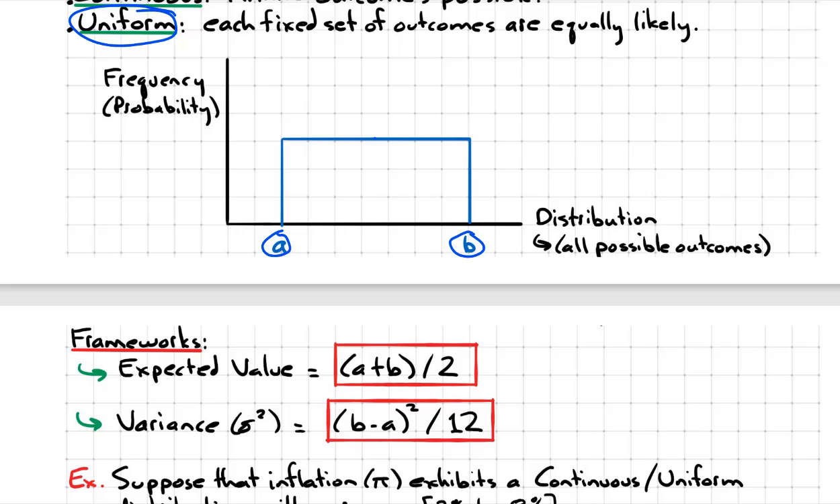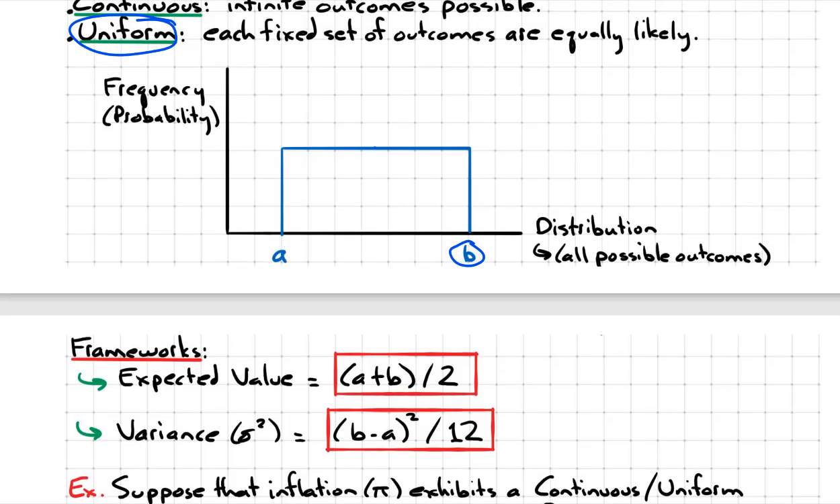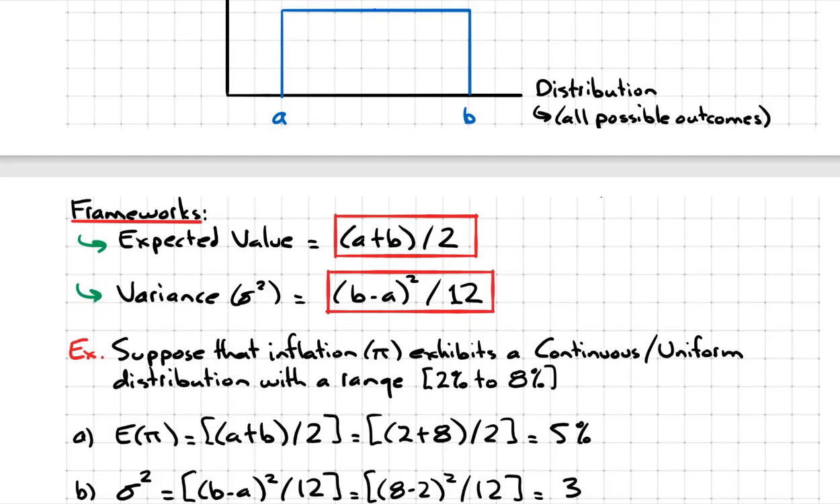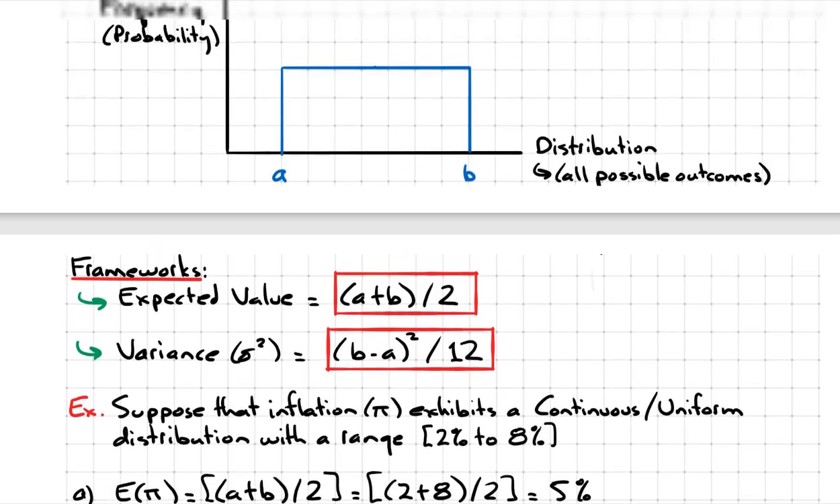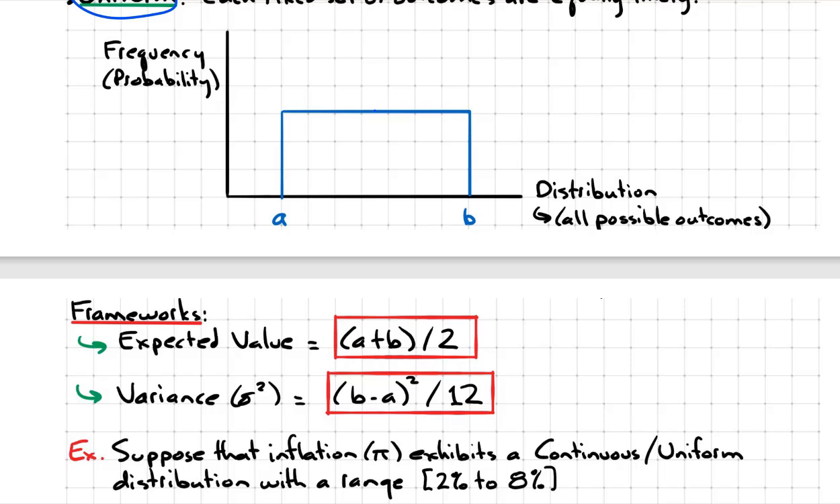So what are the metrics that we want to compute from a variable that exhibits a continuous uniform distribution? First of all, we like to know what the expected value is. Again, I realize that there's an infinite number of values that are possible between A and B, but with any data set, even if it is continuous, we like to see what the average is, or the expected value. So all we do is add A plus B and divide it by 2, and that gives us an idea of what the middle or the average value is.